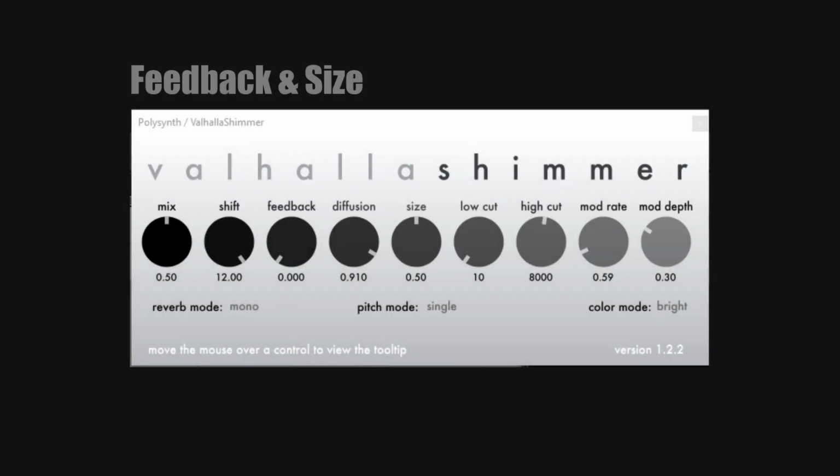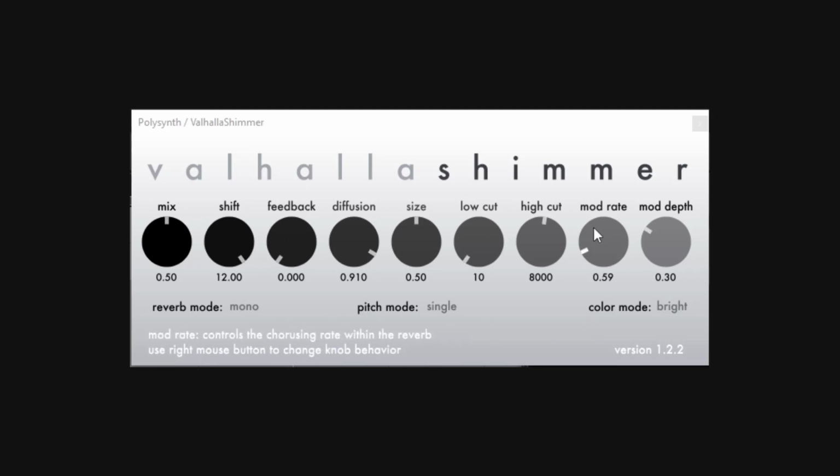So this plugin is an algorithmic reverb. It can be used as a normal reverb, but it's better used as a shimmer reverb. Now the options at the bottom, the ones you have right here, will affect how it sounds. But first we need to understand the controls at the top. If you don't understand them, all of this is just going to be nonsense.